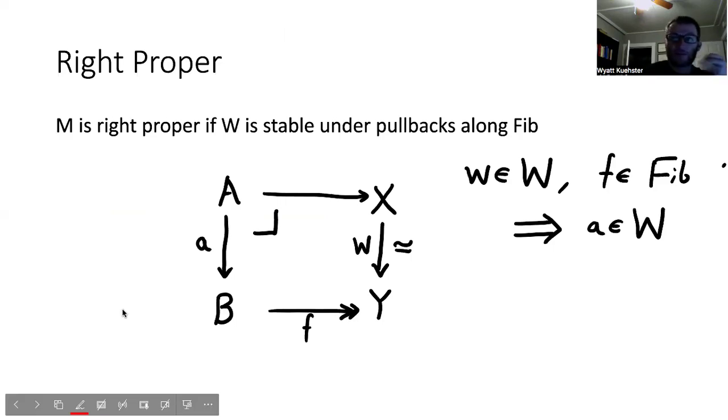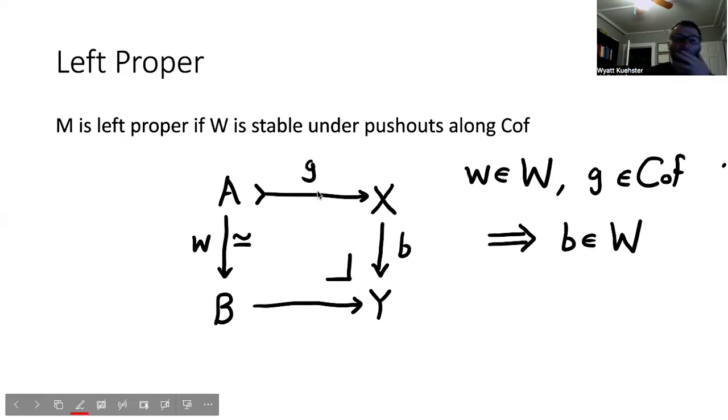Then we're going to ask for some extra properties. Right proper is what we're going to ask for. So right proper means weak equivalences are stable under pullbacks along fibrations. So here's my fibration. If I take a weak equivalence and I form a pullback square with a weak equivalence and a fibration, then A should still be a weak equivalence. And by the way, also, the top is still going to be a fibration. That's just from model category.